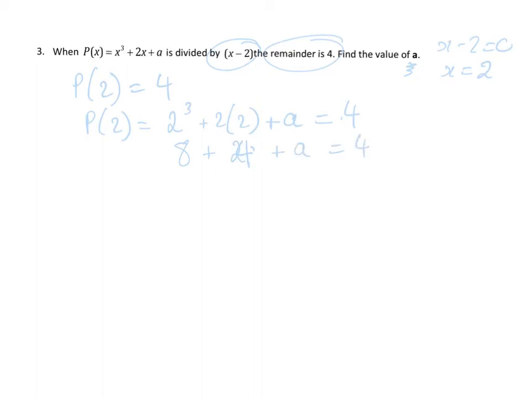All right, 8 and 4 is 12. Bring it over the other side. And you get 4 take away 12, which is minus 8. So your answer is a equal to negative 8. So again, when this polynomial is divided by x minus 2, the remainder is 4. So that's why we can write p of 2 is equal to 4. That was very important to start off with for that question.